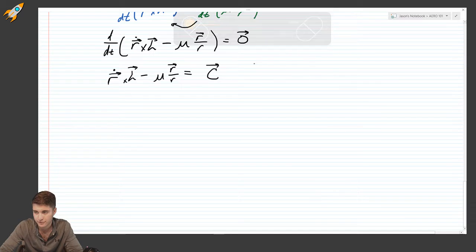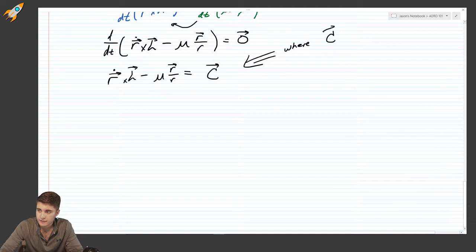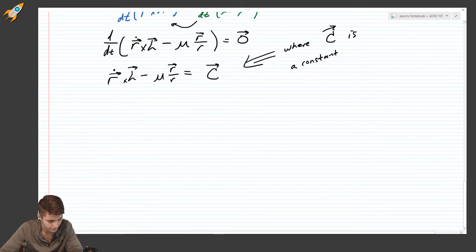It's a constant vector where c is a constant vector, right? Because when you integrate, you get a constant. It's a constant, but when you integrate with vectors, you get a constant vector. I did subtract the right side. You bet I did. It is a constant vector, okay?